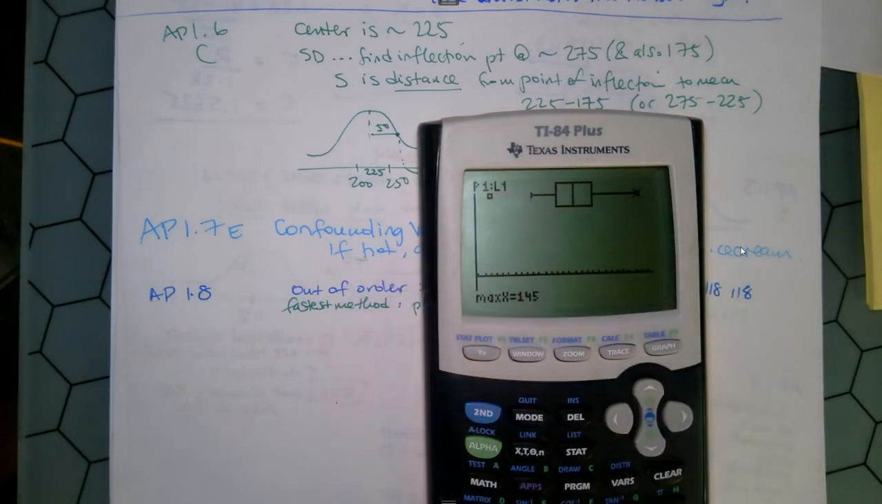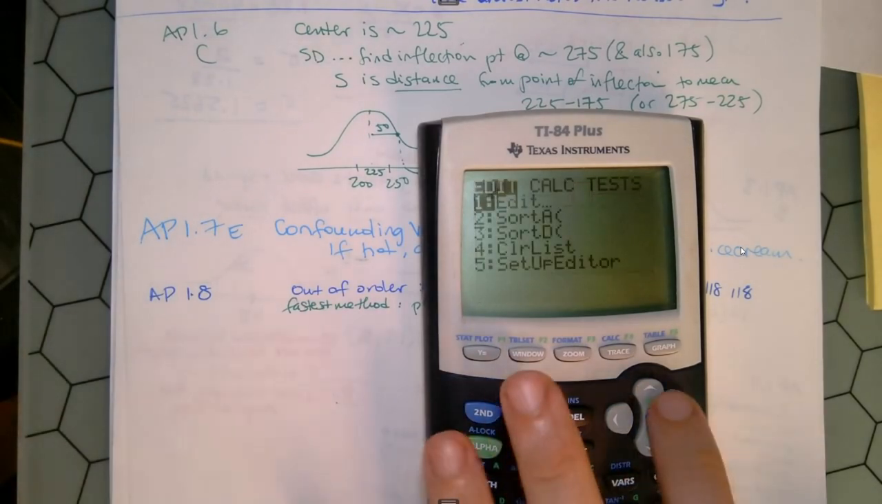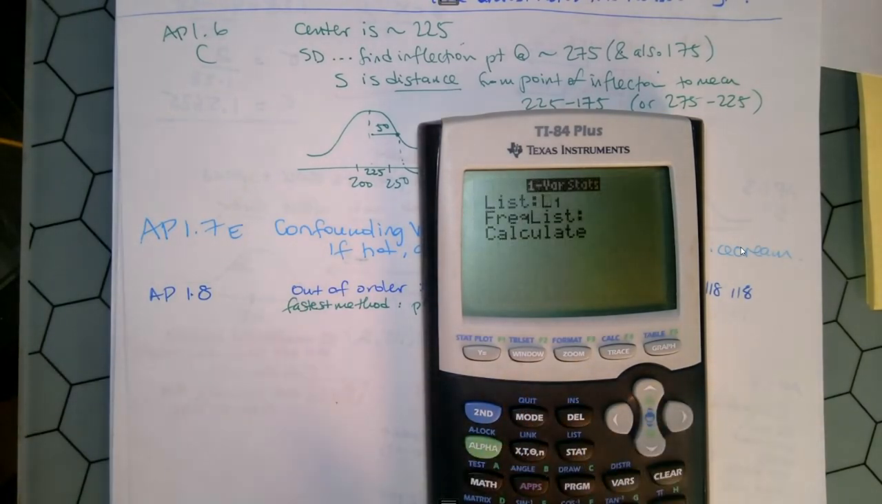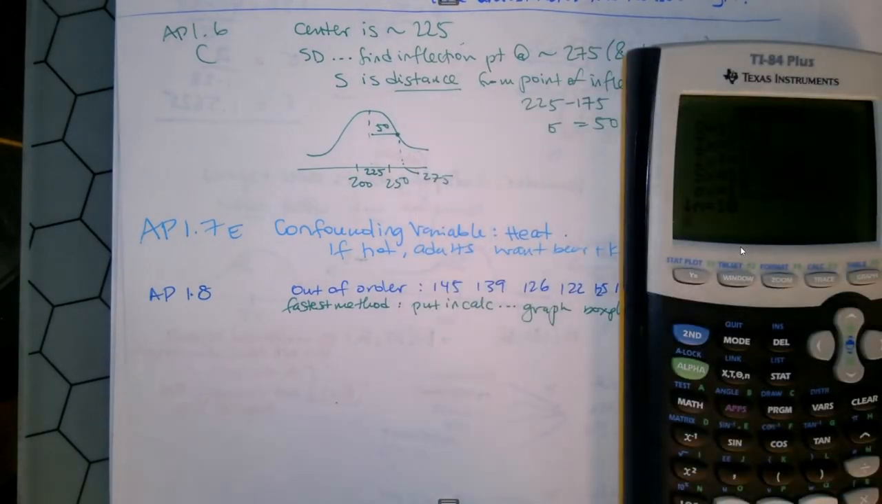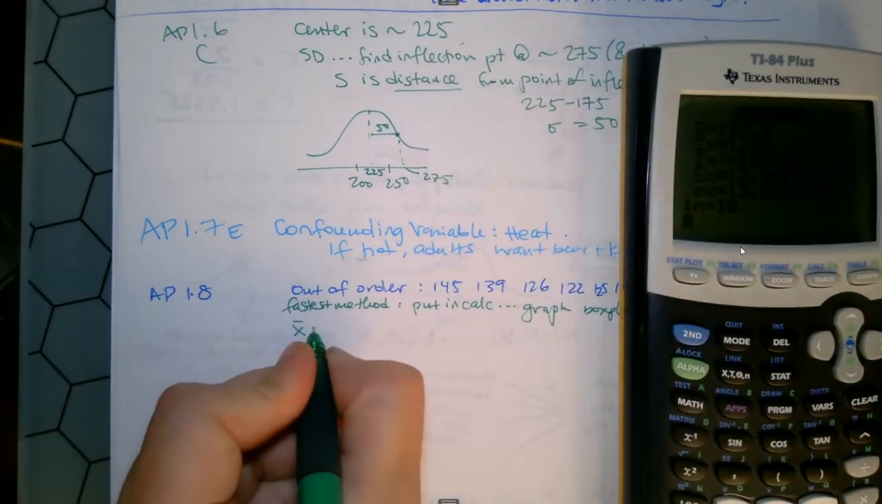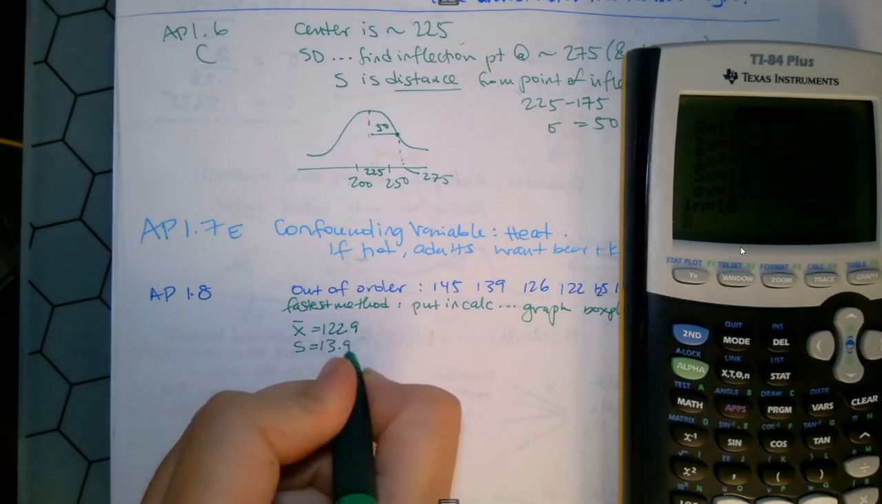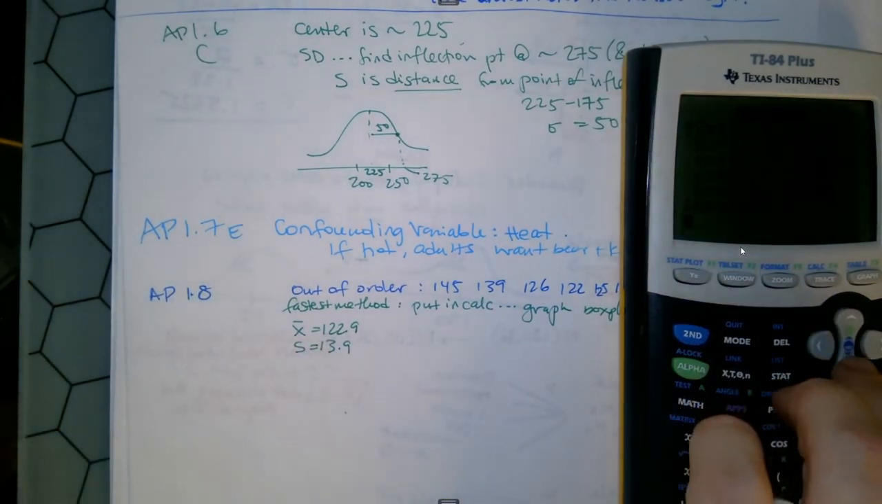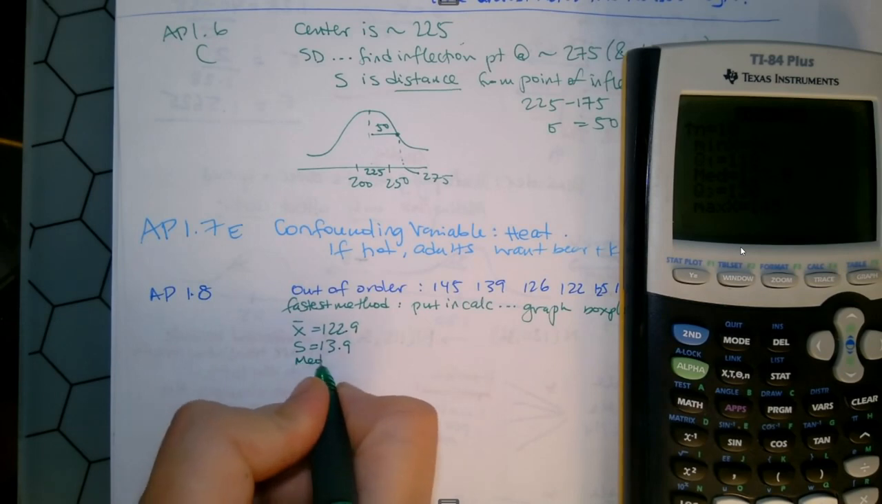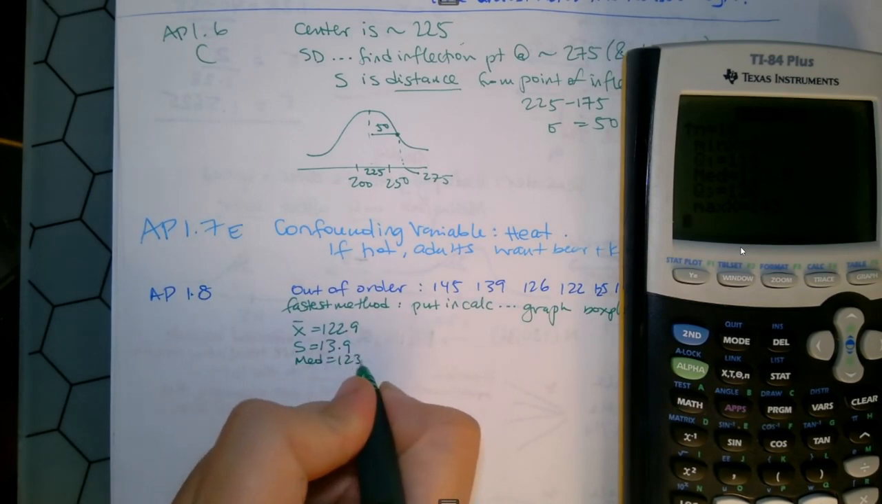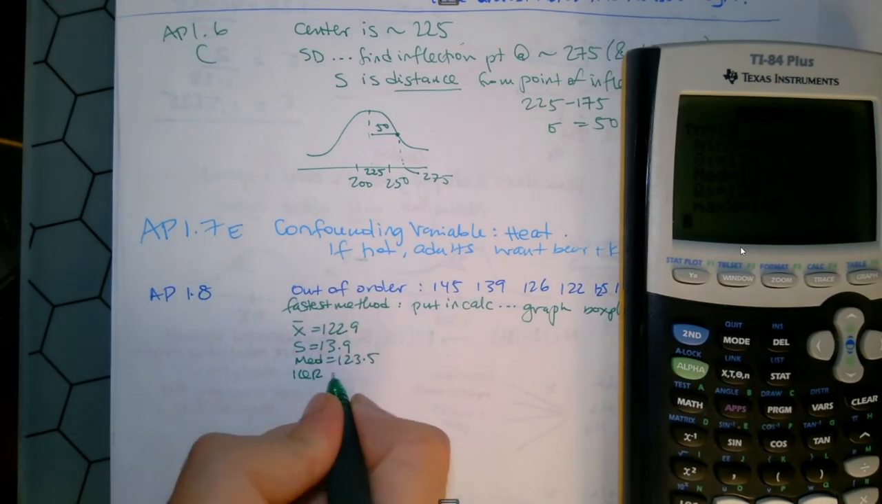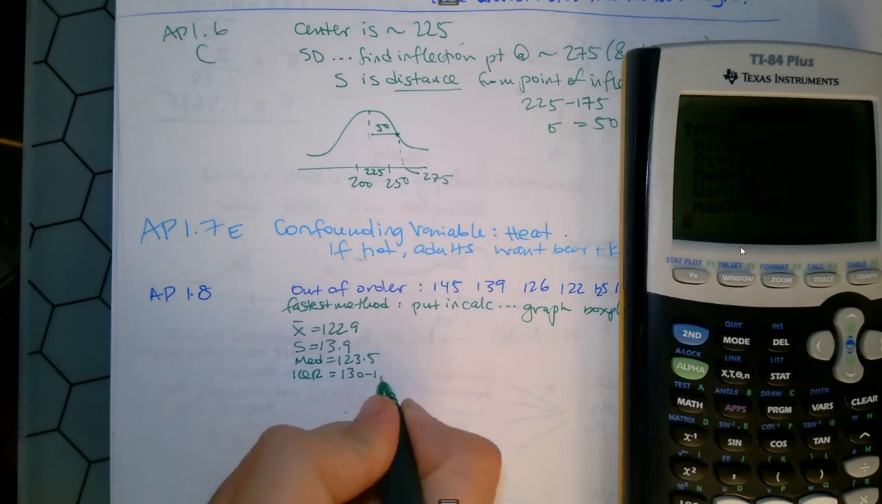The thing you can do: stat, calculate one-variable stats of list 1. Notice what's up. Write down the things it's talking about. Mean, standard deviation. I mentioned median. And I mentioned IQR. That's going to be Q3 minus Q1.